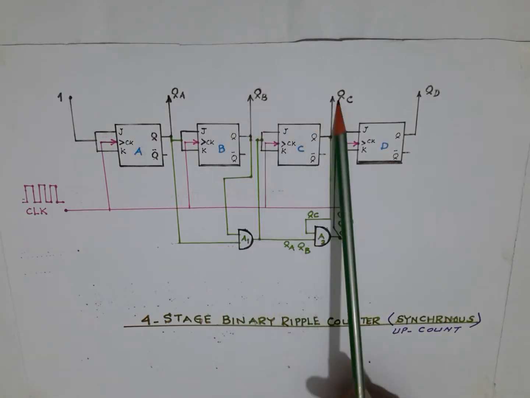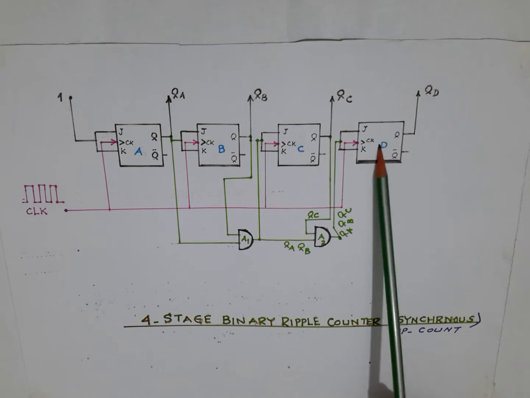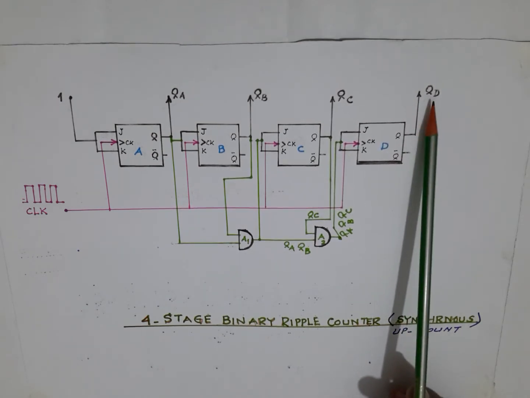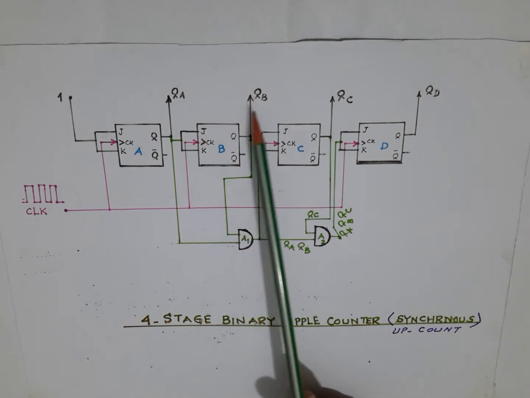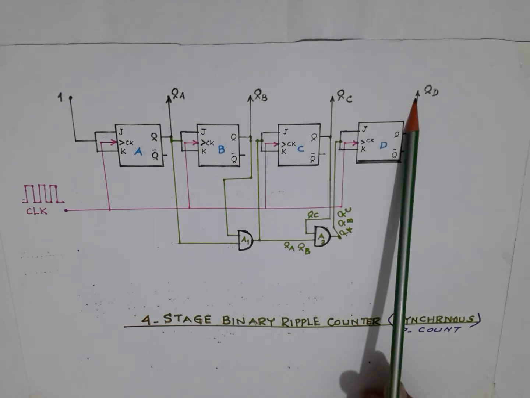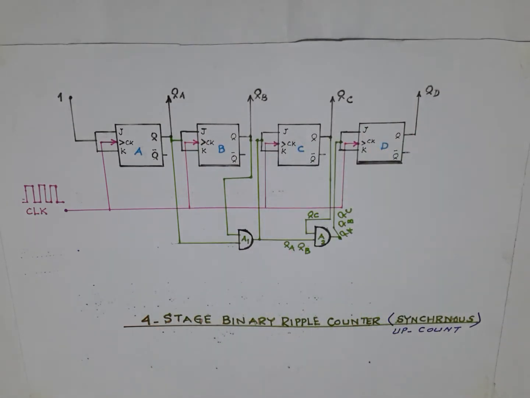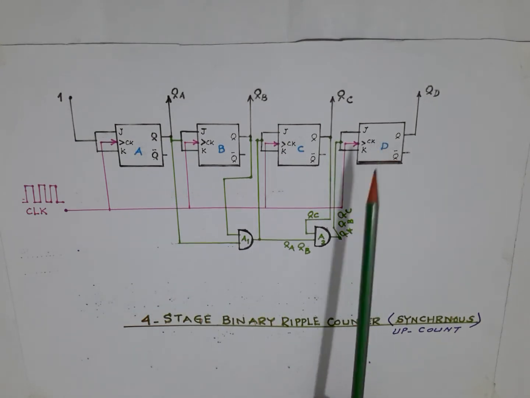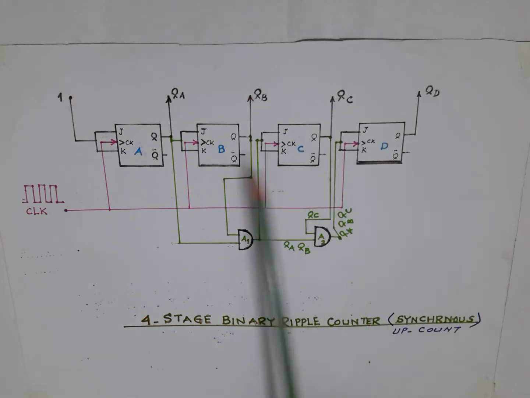This is 0, this is 0, but D will toggle and the output will rise from 0 to 1, and it will be 0 0 0 1. This is nothing but BCD 8 of the 8th pulse. For the 9th pulse falling, A and D output will be 1. For the 10th pulse, D and B output will be 1.